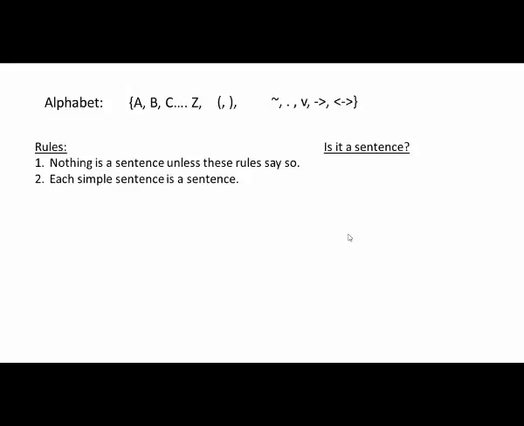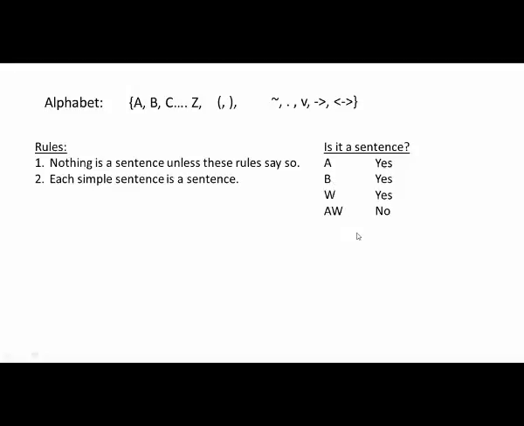Right? What counts as a sentence? Well, A, right? That counts as a sentence. How about just the letter B? Well, that's a simple sentence, so that counts as a sentence too. W? Sure, we could go on, not quite all day. We could name 26 of them, right? How about this? If we have AW, is that a sentence? Well, the first rule says that nothing is a sentence unless the rules say so. The rules say that A is a sentence and they say that W is a sentence.